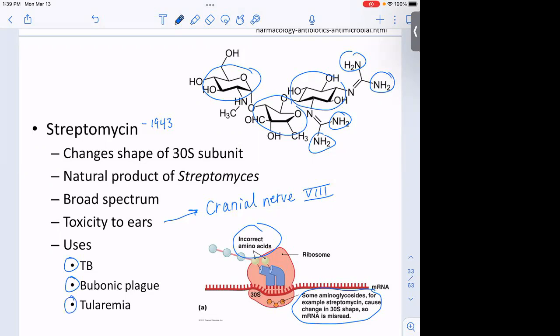Tularemia, again, is a bacterial infection that's carried by the fleas on rabbits. So you may or may not have heard of that one. That's not common. But anyway, miracle drug. We don't use this very much anymore because obviously the problems with the ear toxicity, but if nothing else works, sometimes we'll try it.